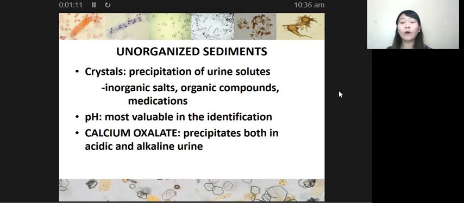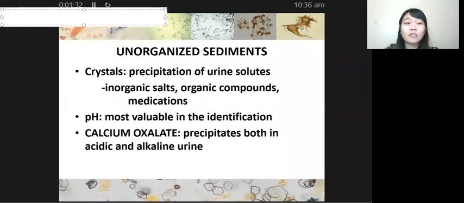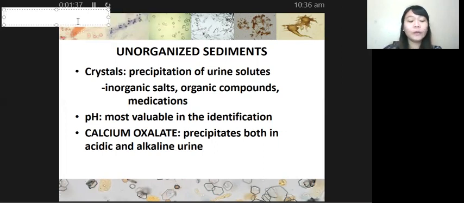Okay? So before we move on to the different crystals, let us try to consider the different factors that affect the precipitation of your crystals. So tatlo lang yan, and I think nasa module naman po natin ito. Just take down the necessary explanation or additional information that I will be providing. So una, let us consider ano yung mga factors which would affect the formation of your crystals.